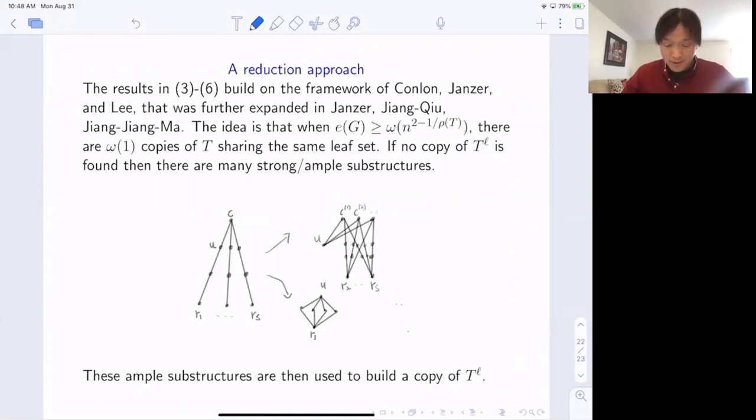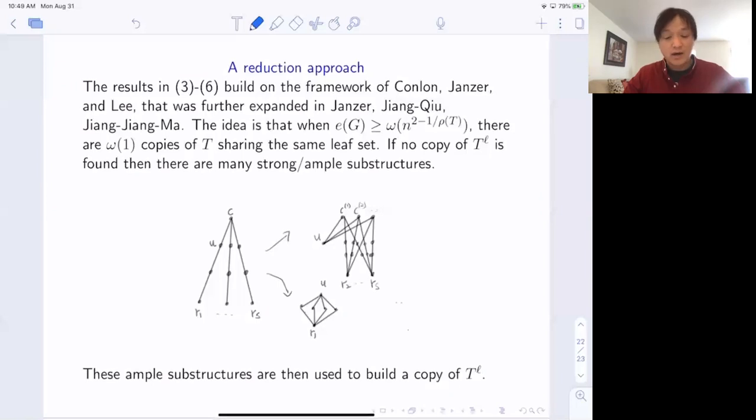So in the remaining 5-10 minutes, I don't think I can discuss the proof, but I want to say philosophically what they are. I would call this some kind of reduction approach. This applies to the results starting with Conlon, Yang, Li, and then the 3-4 results after that. It builds on the framework of Conlon, Yang, Li that was further expanded in Yang and also in my paper with Yu, and then with Zilin and Jie.